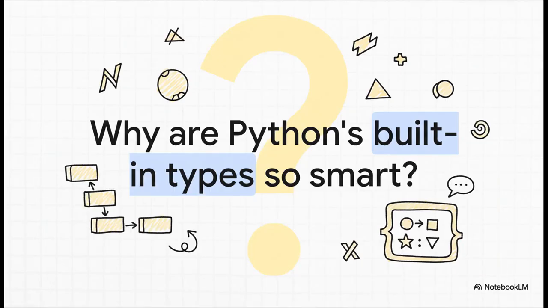I mean, have you ever really stopped to think about why Python's built-in types are so, well, smart? You take a list, you wrap it in len, and boom, you get the size. You print a dictionary, and you get this beautiful, readable output. It's just so seamless, right? Everything works exactly the way you'd think it should.